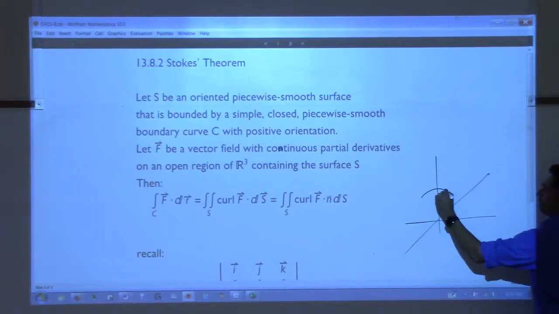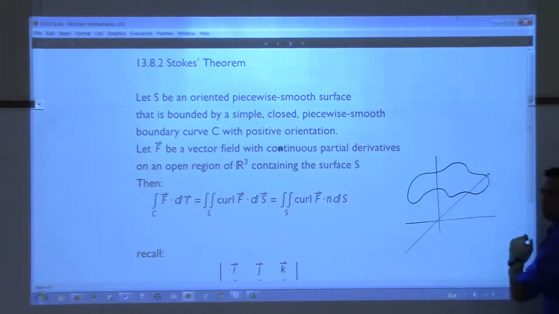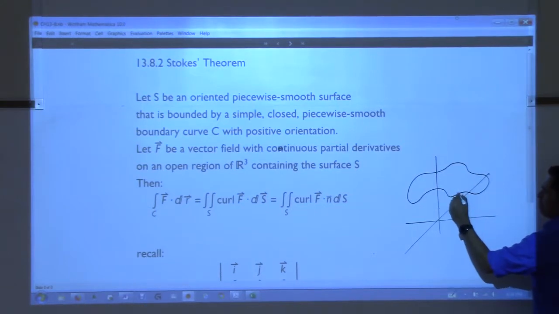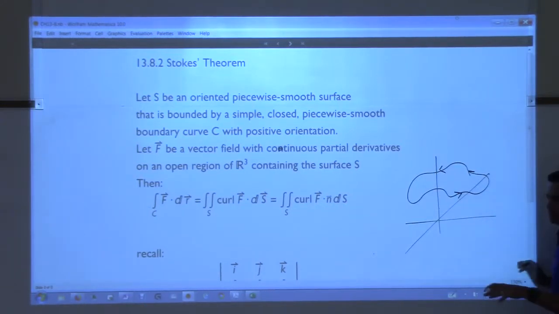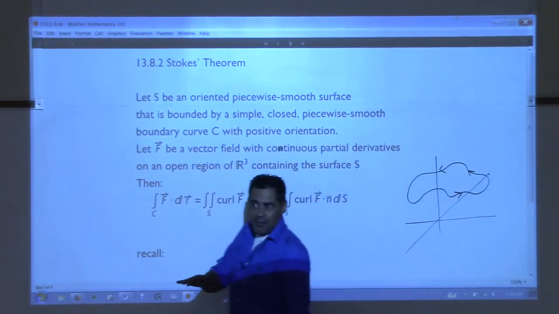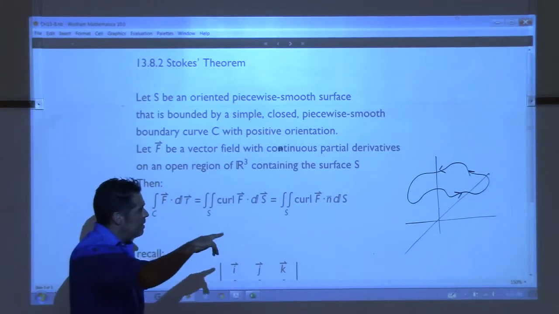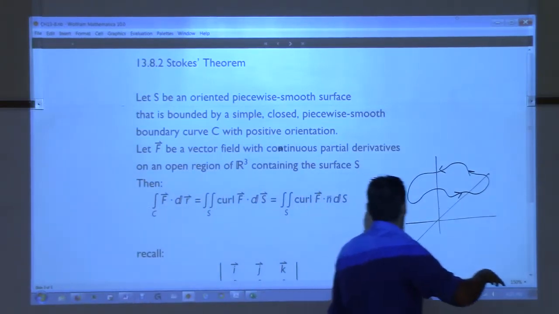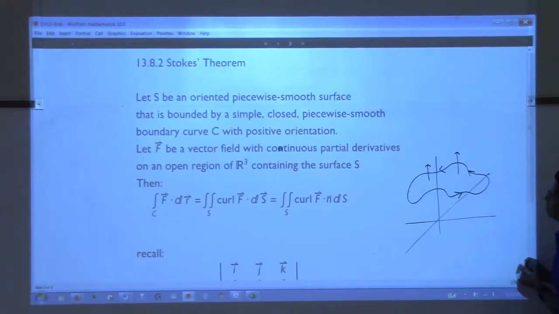If that curve is closed, and we orient it in a way that when we walk around the curve, the surface is always to our left. So imagine that you're walking counterclockwise around the curve and that our surface is always to our left side. Positive orientation will be upward. What I want you to see is that curve encloses a surface.